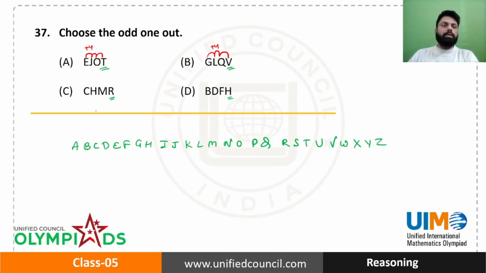Let's talk about the next part. C, H, M, R. 1, 2, 3, 4, repeating. Gap of 4. But if we talk about the next one, B, D, F, H, there is a gap of only 2. So this is the odd one out.